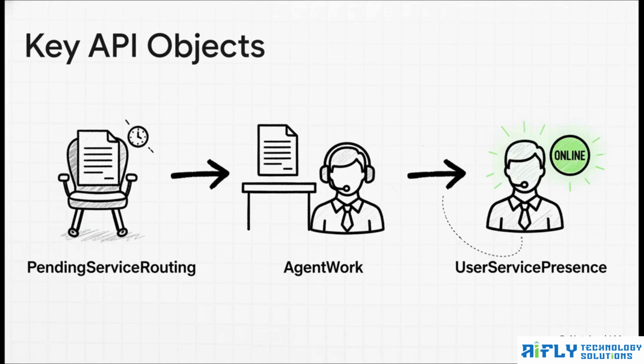And when we talk about those moving pieces, these three are the superstars. Pending service routing is basically a work item that's sitting in the digital waiting room. Agent work is that same item once it's actually been handed off to an agent. And the user service presence? That's the critical status update that tells you if an agent is even there to take the work. You are going to live and breathe these three objects.